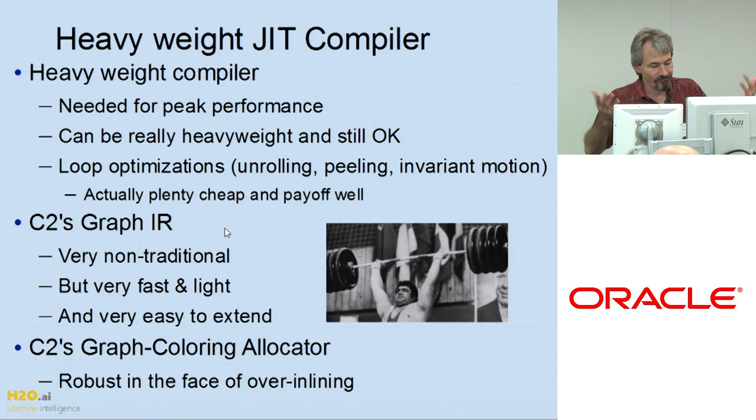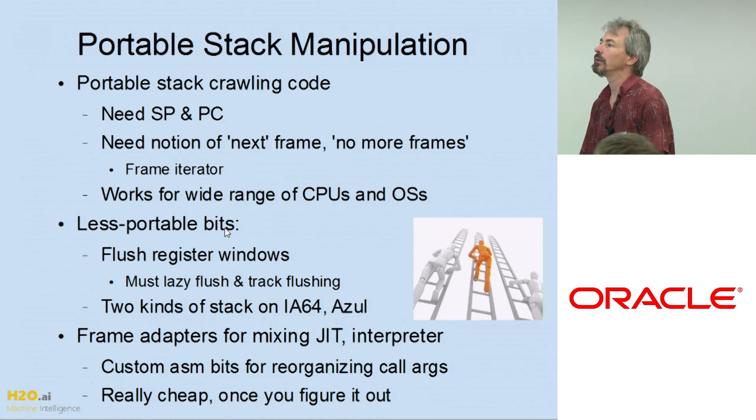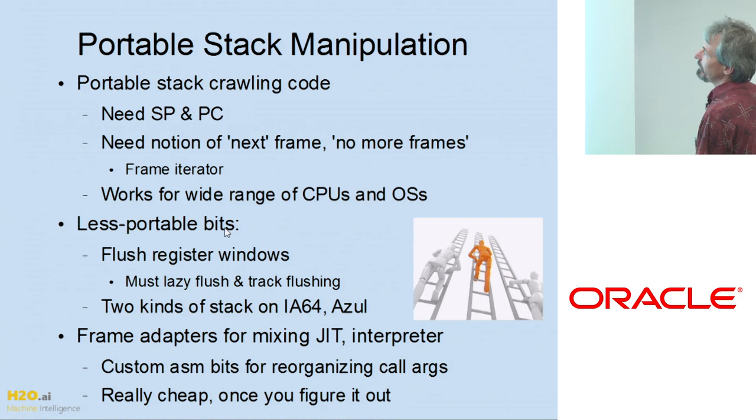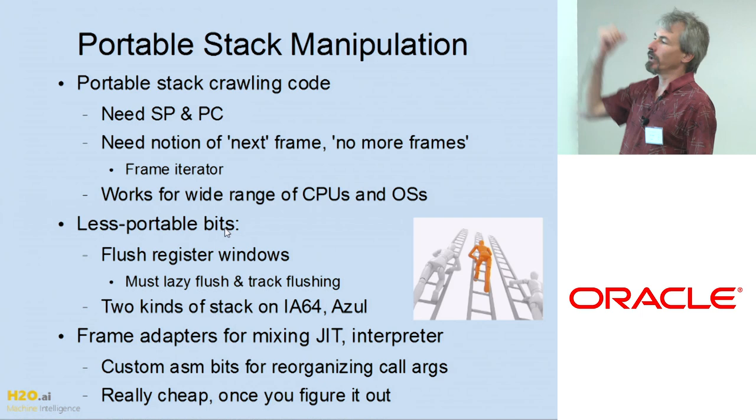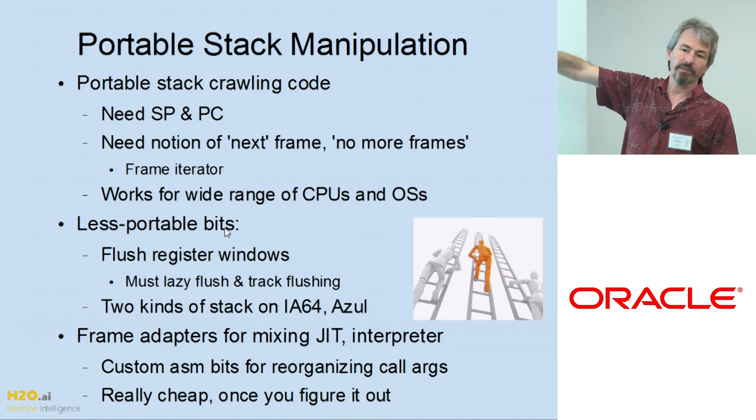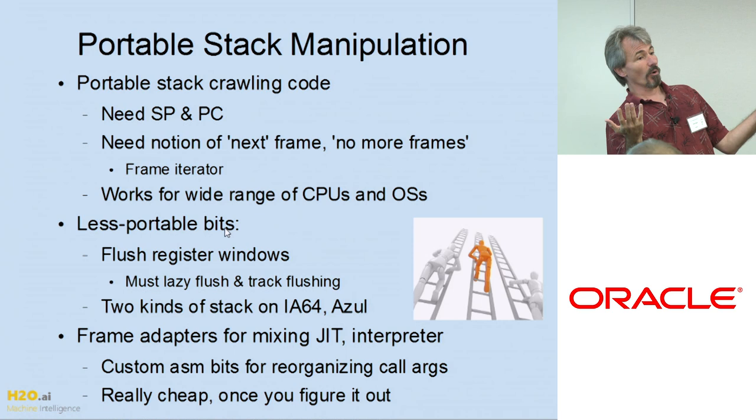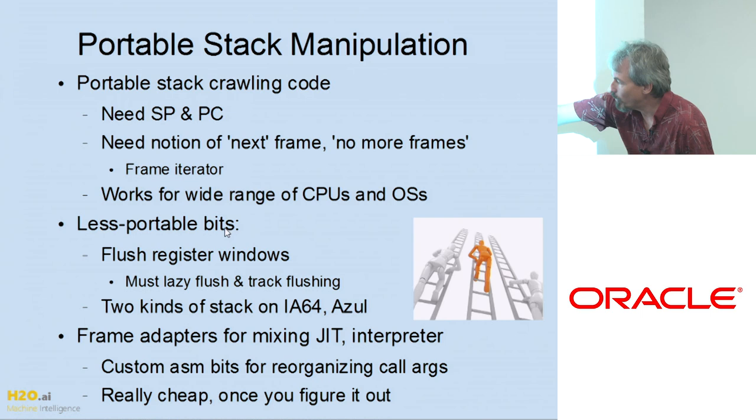Other things that worked out well: portable stack crawling code. I needed a notion of a stack pointer and a PC, and a notion of "give me the next stack frame", basically a frame iterator for hardware stack frames. Turns out this works for a wide range of CPUs and OSs, including Itanium register windows, SPARC register windows, and Azul register windows, which are all different forms of register windows, and people who didn't have register windows. People had multiple different kinds of stacks.